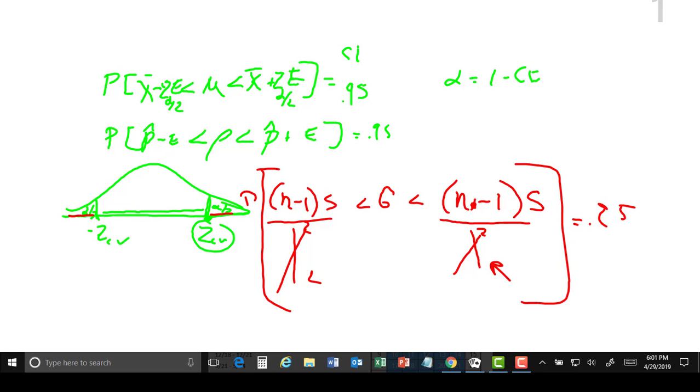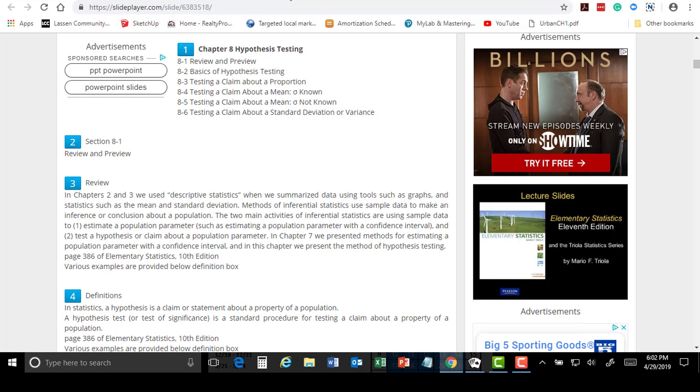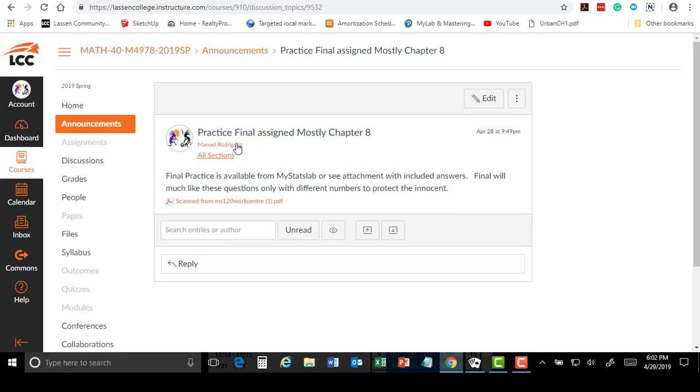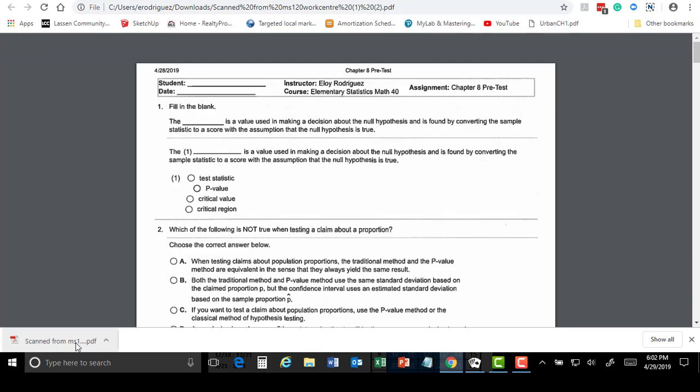Now, let's get rid of this. Let's see what I put there. Did I put final or midterm? Yeah, practice final. Mostly A. Well, I have it posted as one of your assignments, right? Or this is just a PDF file. Okay, so this will be your final. It'll be a lot like this, except there'll be certain numbers changed a little bit to protect the innocent.